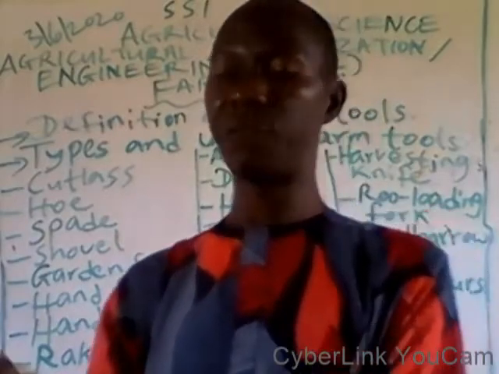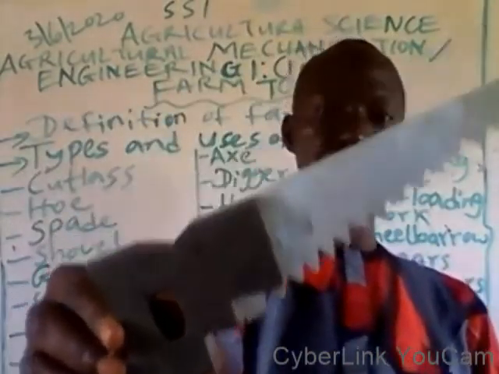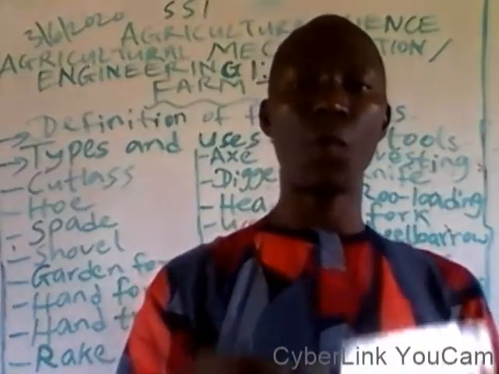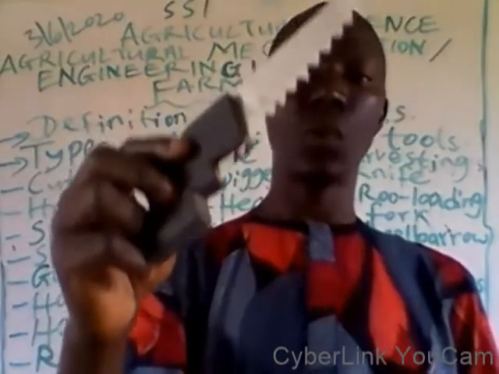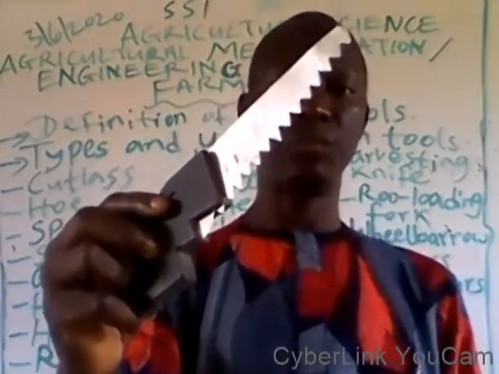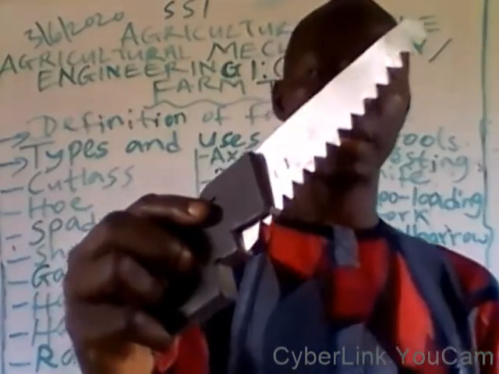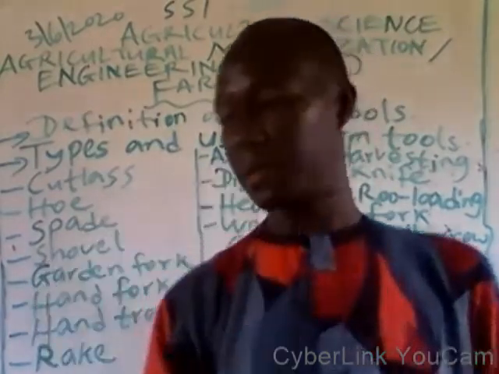We have the pruning saw. Another type is a pruning saw. The pruning saw is used for pruning operation, and also to cut the bud of the plant. Bud, B-U-D, can be used to cut the bud of the plant, and also for trimming the parts of the plant.